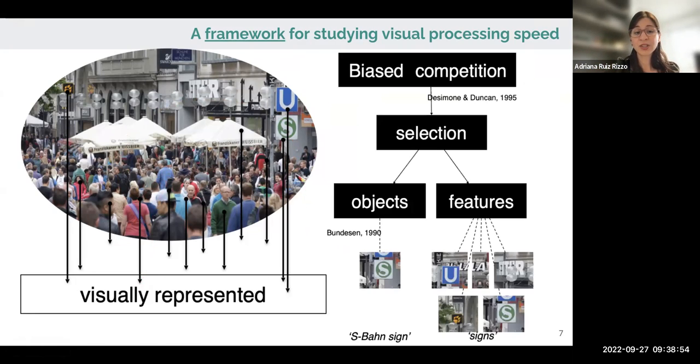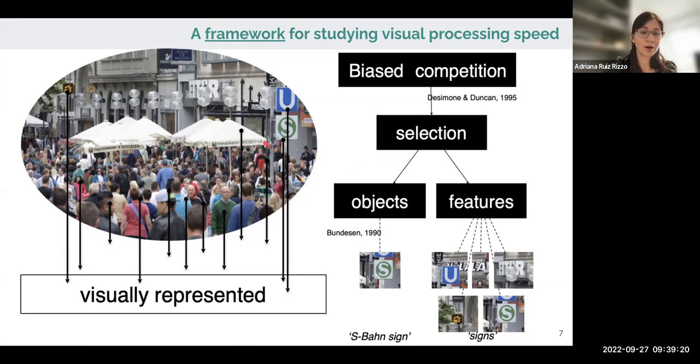However, this competition is not uniform, it's biased. And this is biased by attention. Attention would then be a selection mechanism. And depending on what we are attending to, then those objects are going to win the race. And so selection can be directed towards particular objects or to particular features.